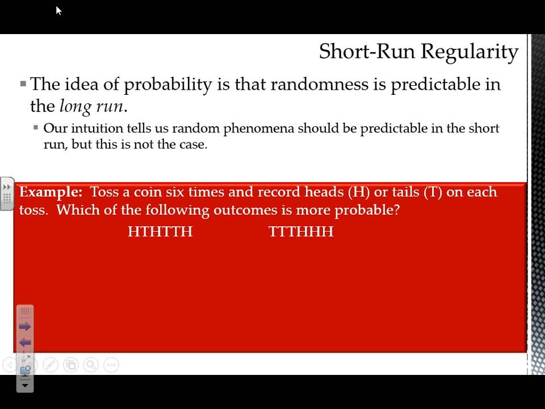So think about this example right here. I'm going to toss a coin 6 times and record heads or tails on each toss. So every time I flip the coin, I record exactly what came up. Now, which of the following outcomes is more probable? So which one's more likely to have occurred? So I tossed my 6 coins. I got heads, tails, heads, tails, tails, heads. Or, I did 6 times and got tails, tails, tails, heads, heads, heads.